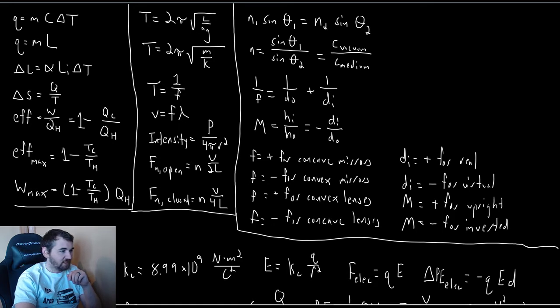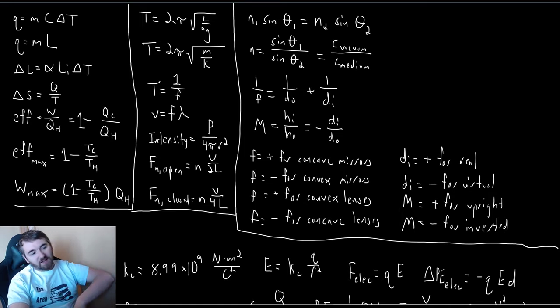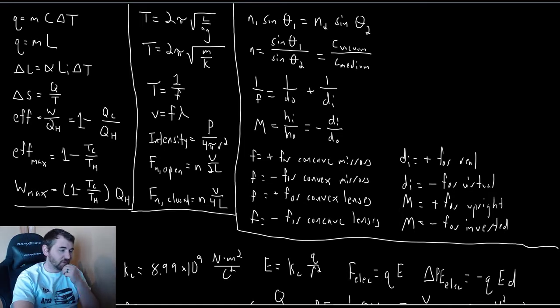Maximum efficiency is equal to 1 minus the temperature of the cold reservoir divided by the temperature of the hot reservoir. Keep in mind, honors and regular maybe didn't use some of the same equations. And then maximum work that an engine can do is equal to 1 minus TC over TH. TC is the temperature of the cold reservoir, TH is the temperature of the hot reservoir, QH still is heat transferred to the hot reservoir. All right, so just going through the formulas.